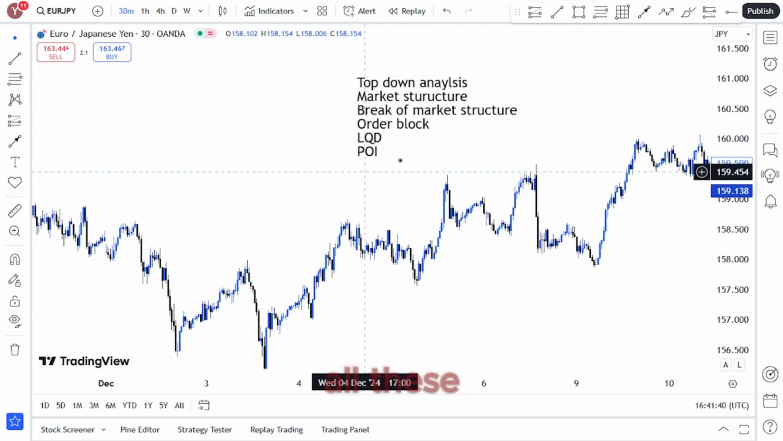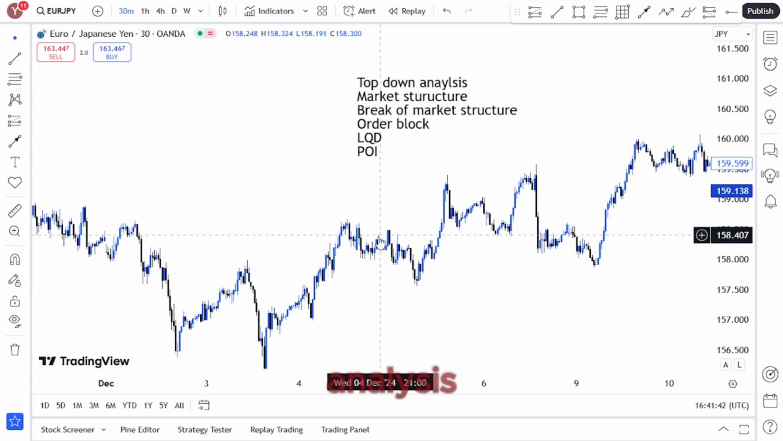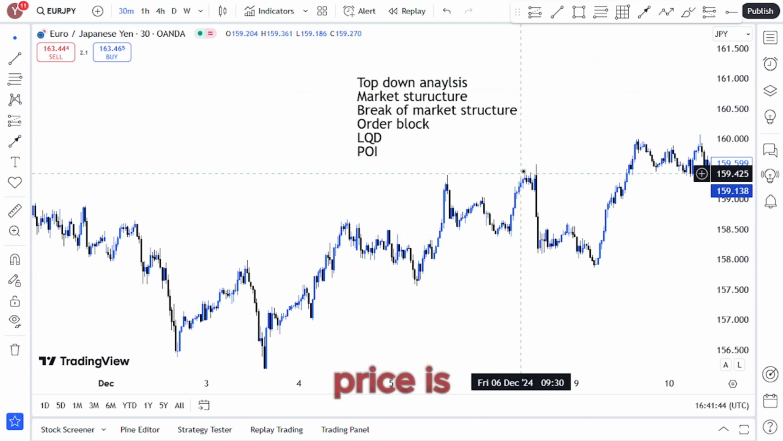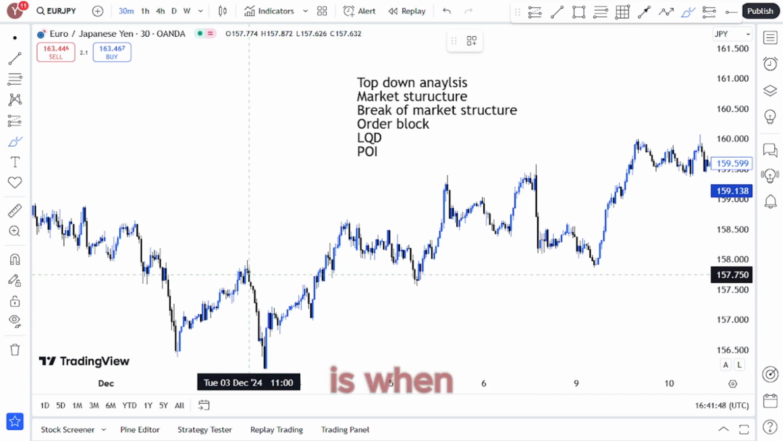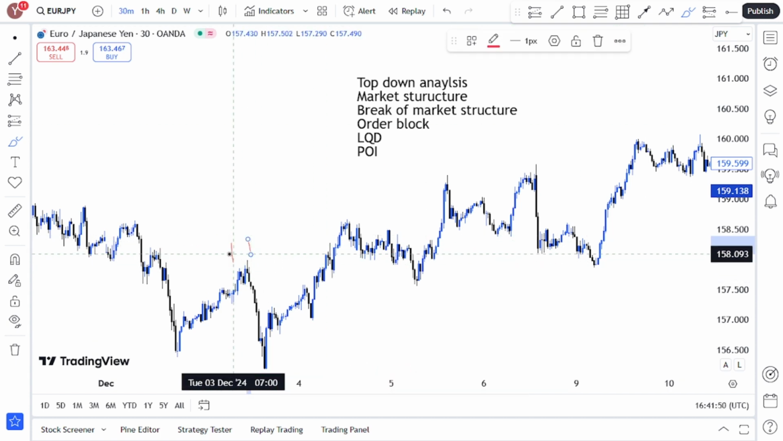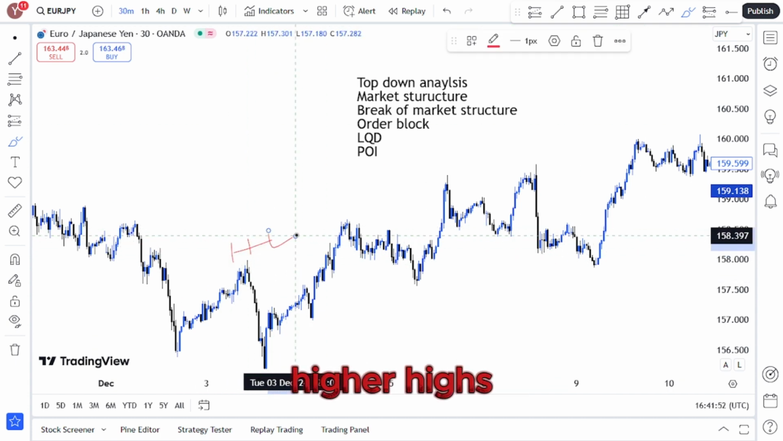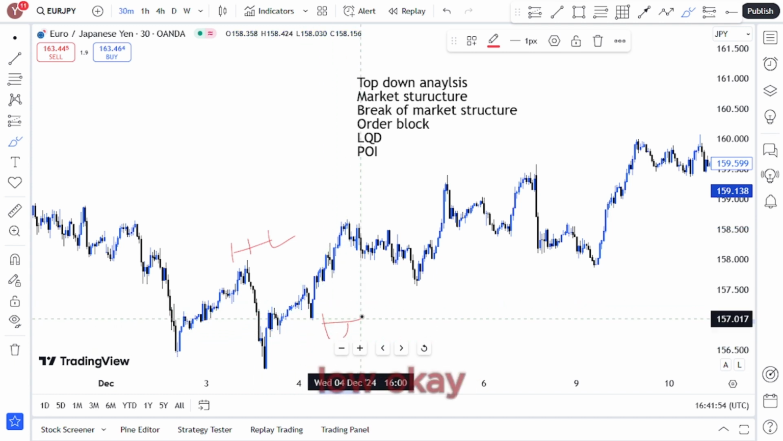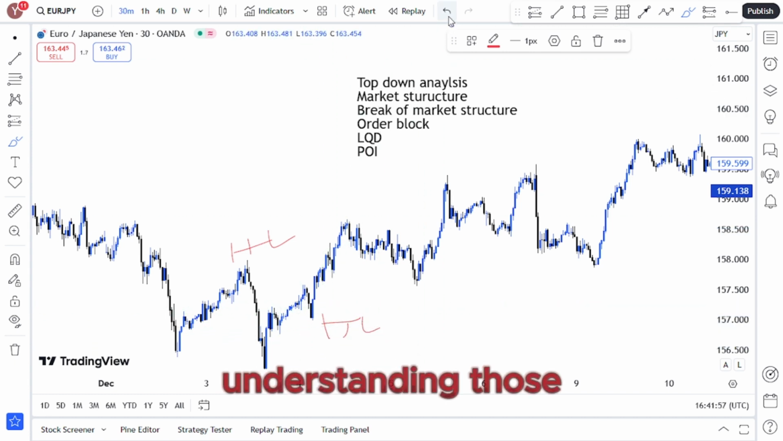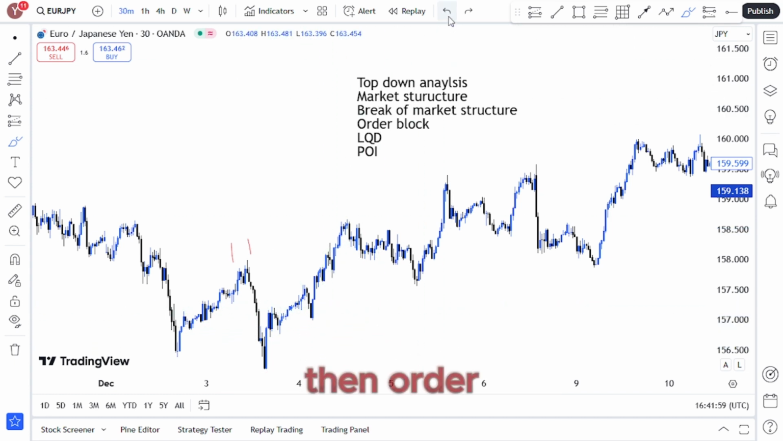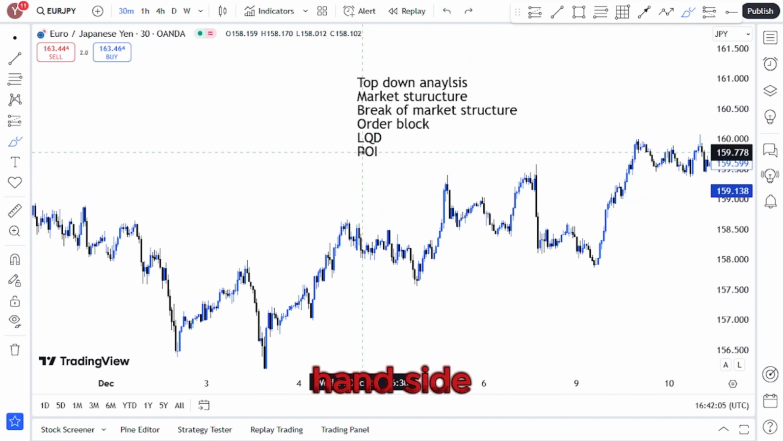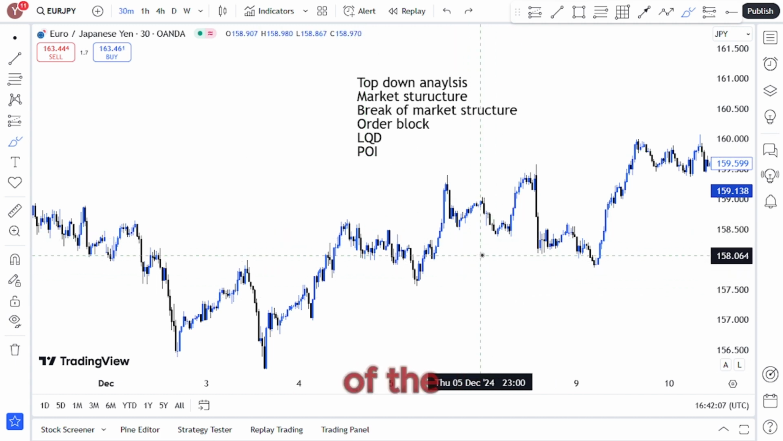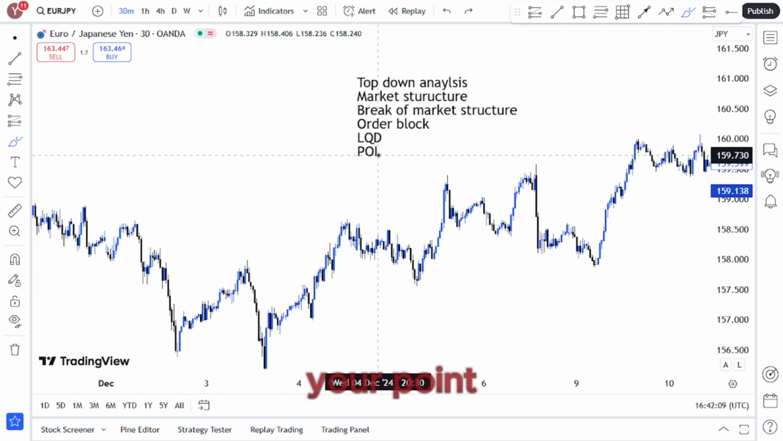Okay, so putting all these things together right now, first we do a top-down analysis. You understand that price is moving ahead, price is bullish. Secondly, we understand what market structure is. Market structure is when market keep making highs, higher highs and higher lows. Okay, so after understanding those things, then order block is the last candle that pushed up before an impulsive move that breaks structure to the left hand side. Liquidity sits at each highs and lows of the market. POI is your point of interest.